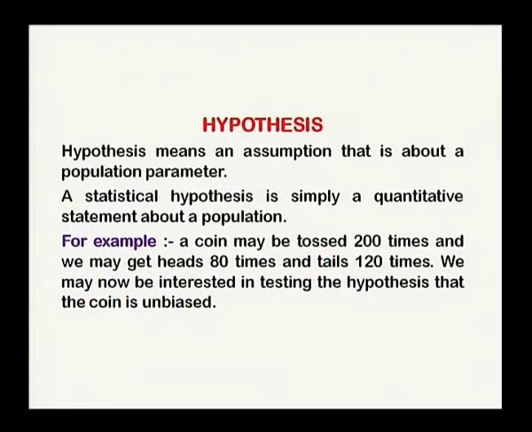A statistical hypothesis is simply a quantitative statement about a population. For example, a coin may be tossed 200 times and we may get heads 80 times and tails 120 times. We may now be interested in testing the hypothesis that the coin is unbiased.